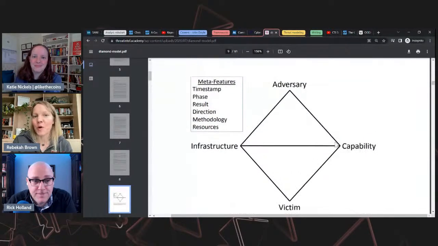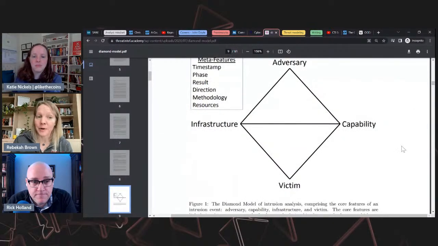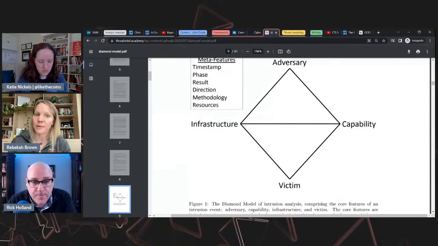This is what most people know of the diamond model, and it looks pretty simple. But there's an entire paper around it. It's a huge 61-page white paper written by some folks. So if you're really interested and you really want to know how it can be fully leveraged and understand why it is such a powerful tool, please read the whole paper.